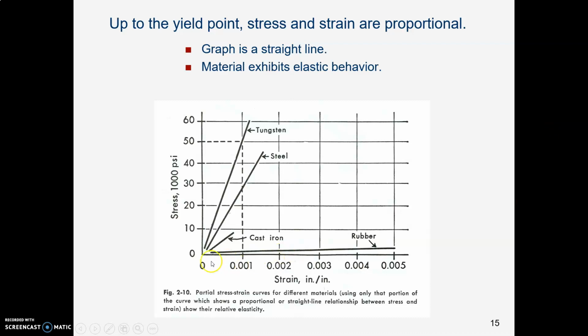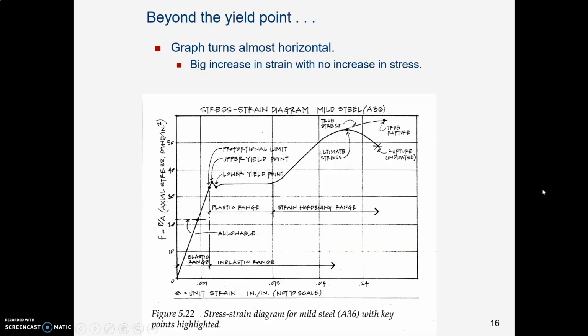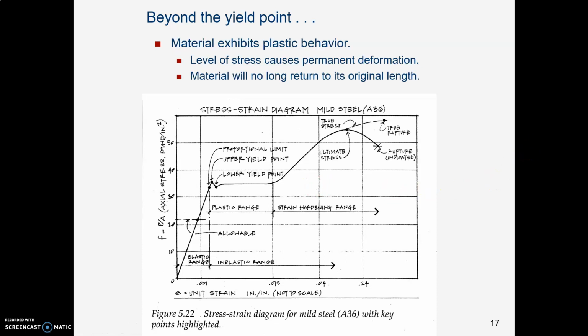Up to that yield point, the graph is a straight line, and that material is elastic. When you take the load off, it will spring back. Beyond the yield point, the material is no longer elastic. It starts exhibiting plastic behavior, and you'll see a big increase in strain. It'll keep stretching, even with no increase in the stress.